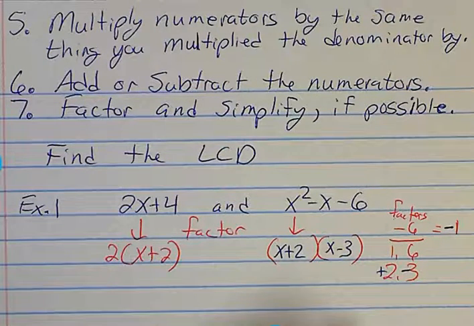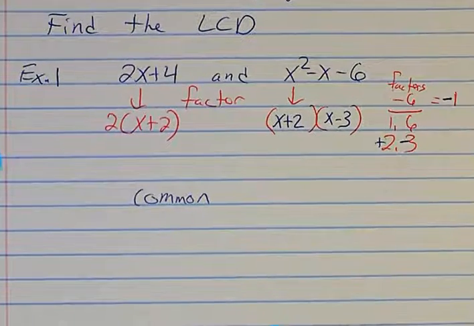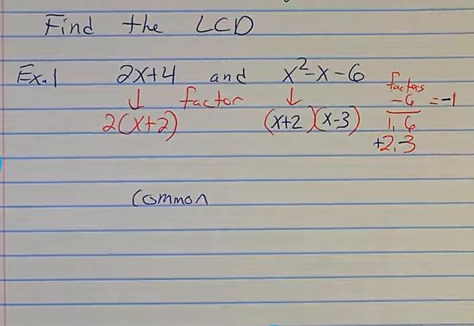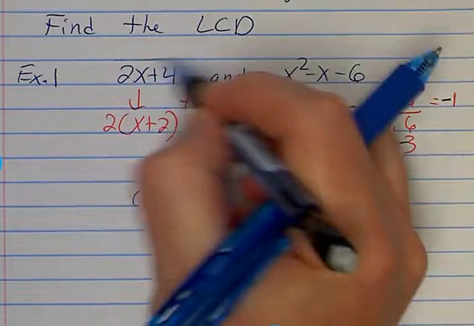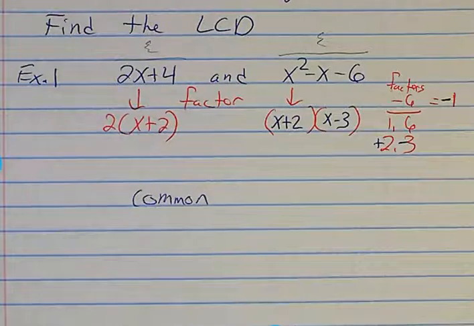Alright, so here's what we're going to do. With those two fractions, with those two denominators, and again, we're basically pretending that those are our two denominators here. So this is something over 2 times x plus 2, and this is something over this part. Doesn't matter what we have up here.